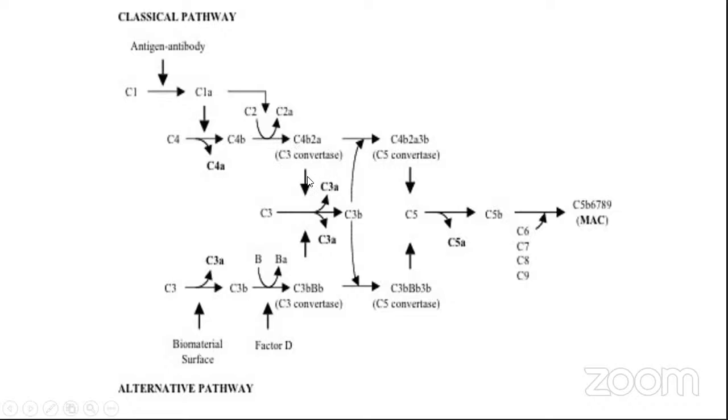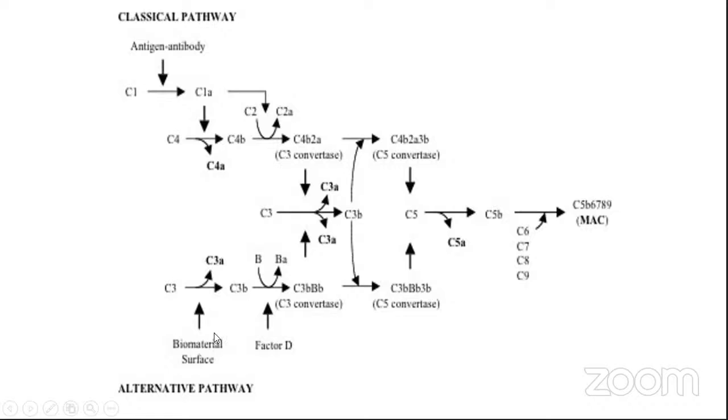So this is the common junction where the classical pathway and alternate pathway differ. Here it is the antigen antibody complex which cleaves C1 to C1A. This acts upon C4 to cleave it into C4A and C4B. C4B will join the cascade and act upon C2 and release C2A, and so C4B and C2A will form the C3 convertase. This C3 convertase will now act upon C3 to release C3A and join C3B in the cascade.